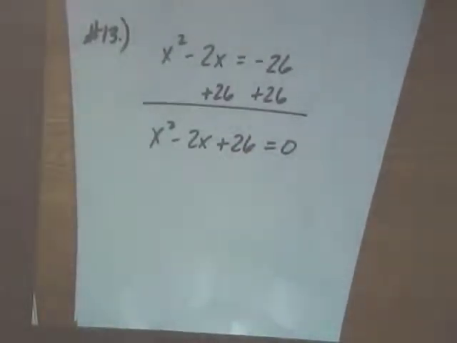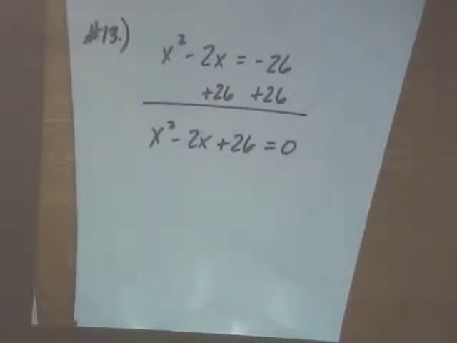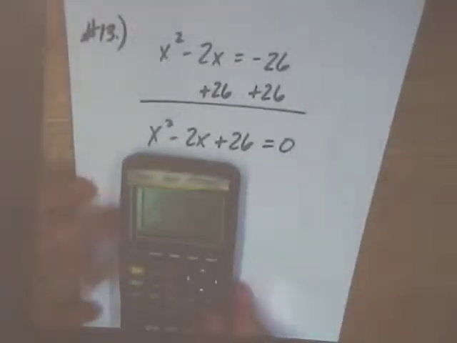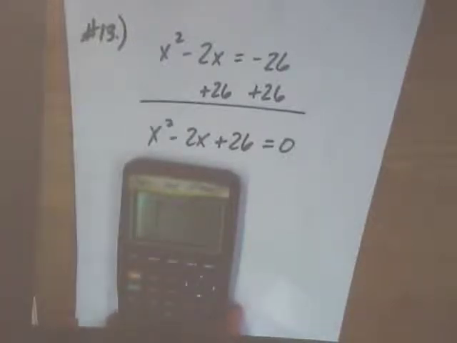Try to factor it. Is it factorable? Two numbers multiplied to 26 but add up to negative 2. It's not, so grab your calculator. We're going to go ahead and graph the left-hand side in y1, and we're going to graph the right-hand side in y2.